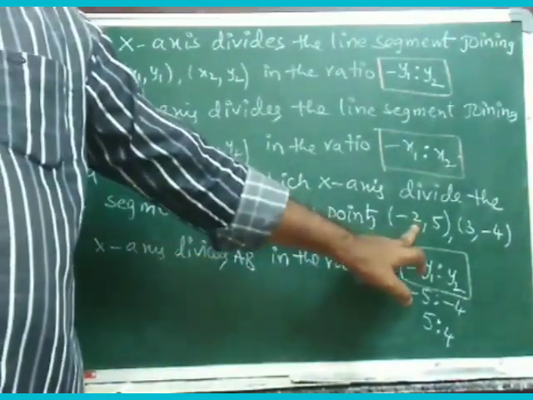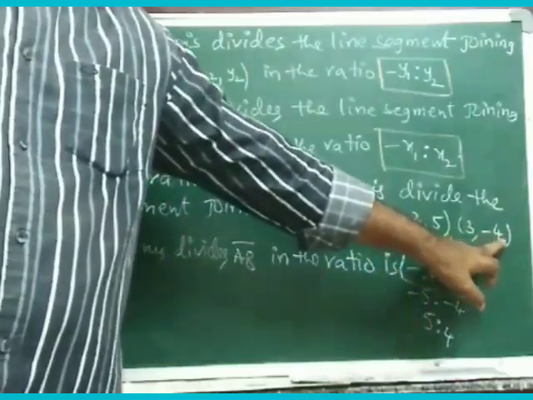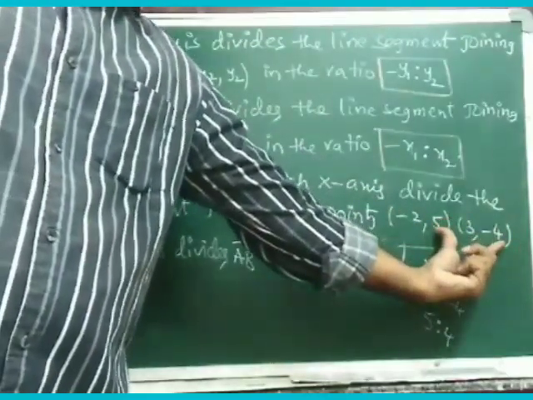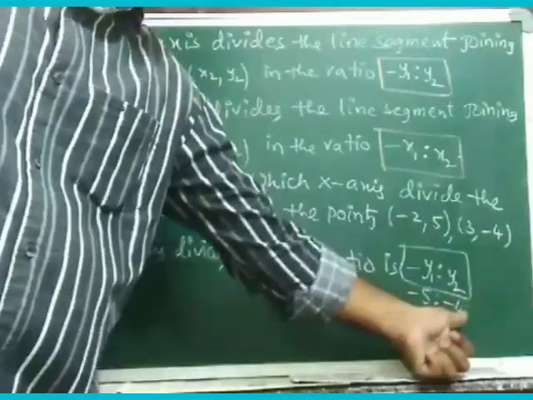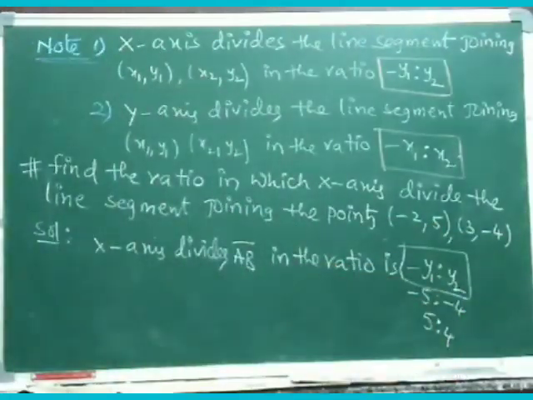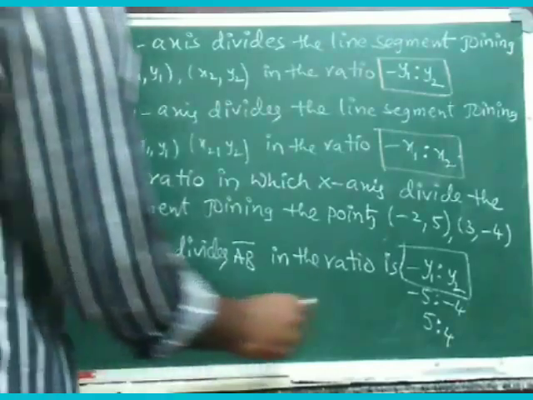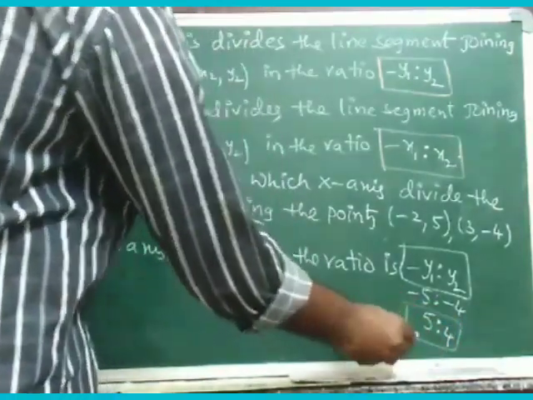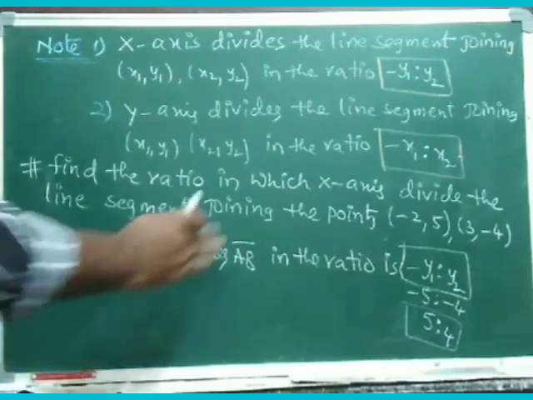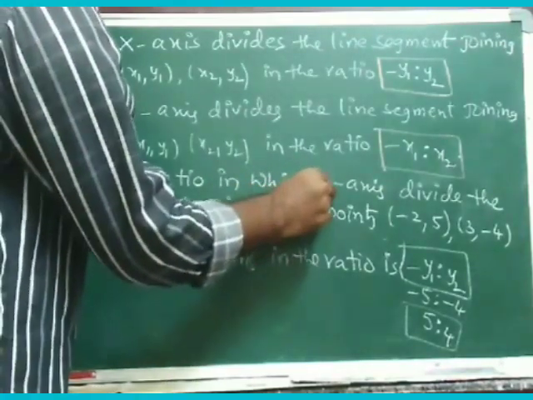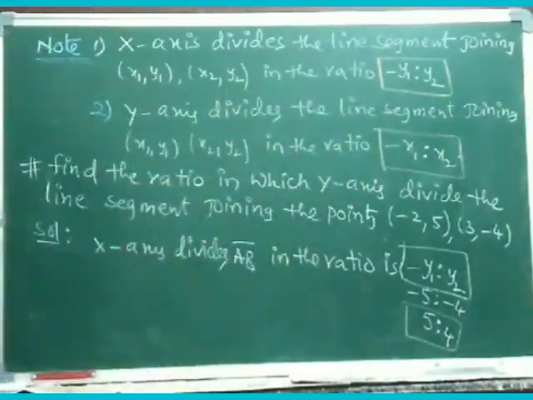So clearly this is (x1, y1) and (x2, y2). So y1 and y2 are, these are nothing but -y1 which is -5 is to y2 which is -4. So minus and minus get cancelled. Therefore the x-axis divides the given line segment AB bar in the ratio 5 is to 4.